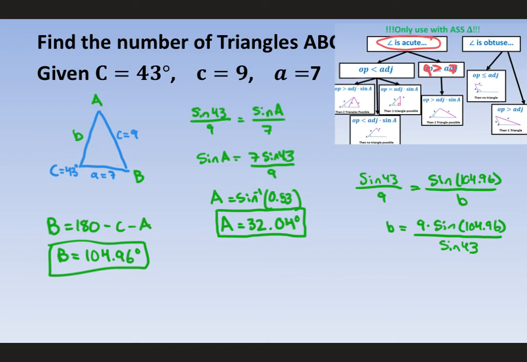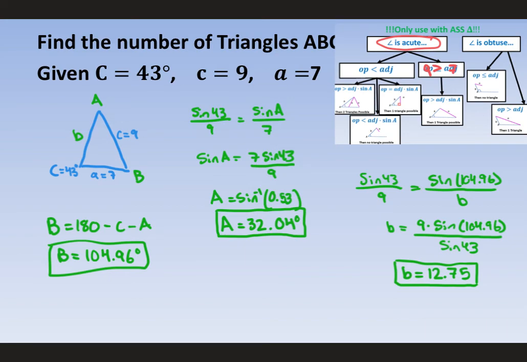So we plug that into our calculator. 9 times the sine of 104.96 divided by the sine of 43, and we get that little b is equal to 12.75. There we go. We found all three missing pieces, and so we have solved the triangle. And so you'll see on this route, because it was acute and then the opposite side was greater than the adjacent side, it made the problem a little easier because we knew right away there was only one solution.